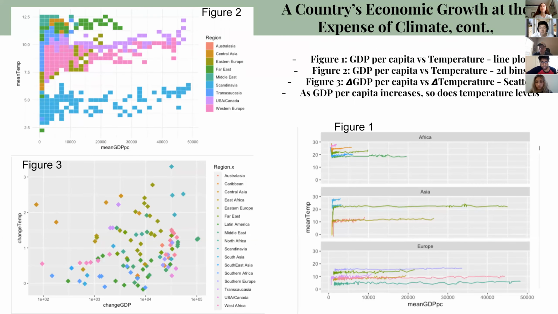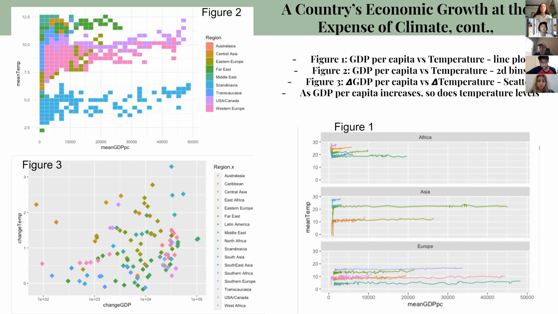In this analysis, we have 3 visualizations. The first one is a line plot that shows that for each country, as mean GDP per capita increases over time, so does mean temperature. This is supported by visualization 2, which is the same data represented in 2-dimensional binning, so that you can more clearly see the positive correlation between the variables.